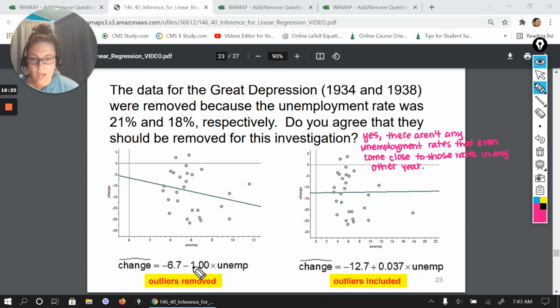So you can see with the outliers removed, we have a -1 slope, and with the outliers included, we have a positive 0.037 slope. So they're vastly different.